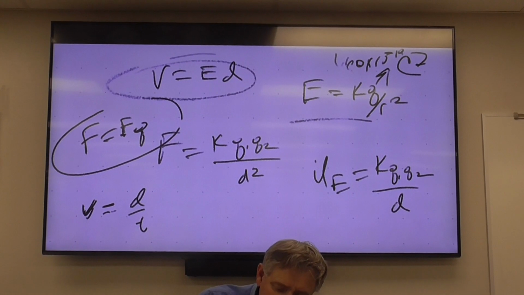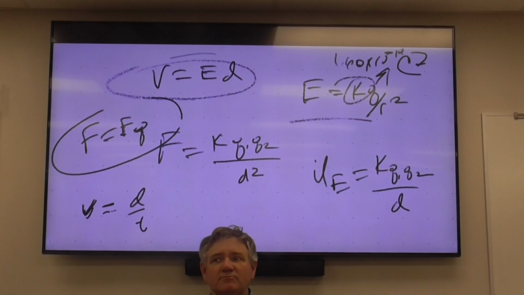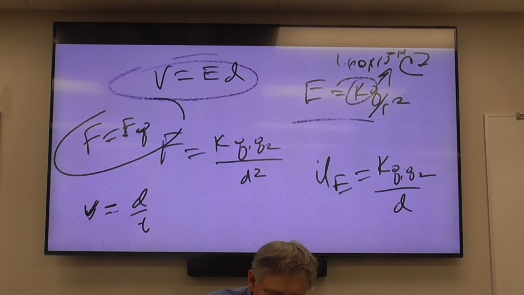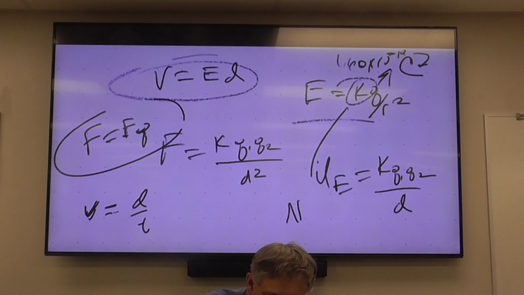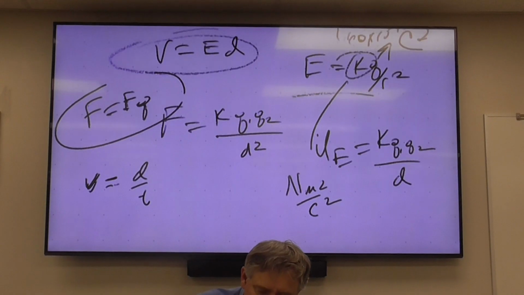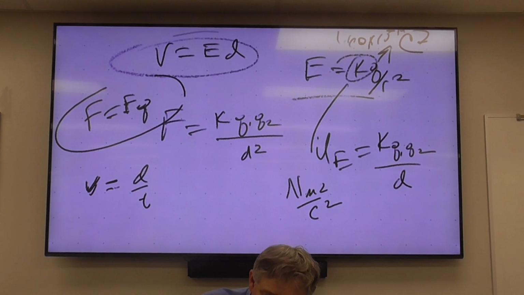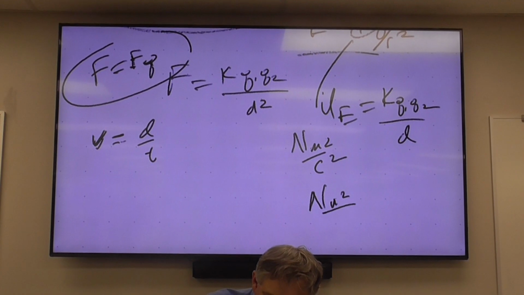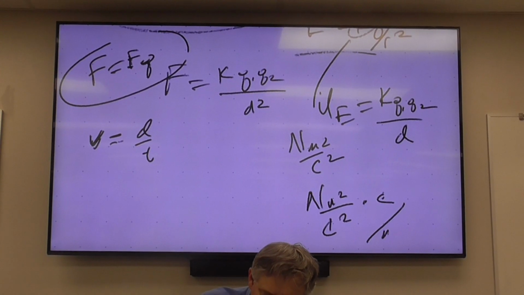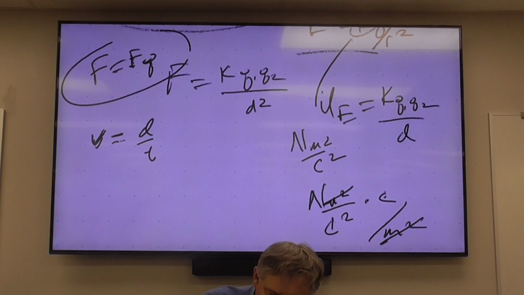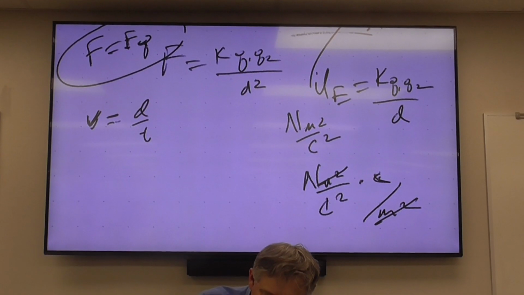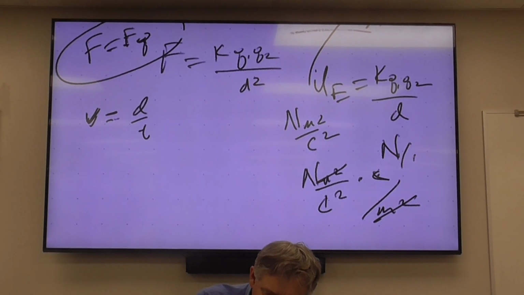So, if you look at this in terms of the value of K, which is this constant, what are the units for that value of K? K is always going to be newtons meter squared over coulomb squared. Okay, cool. Now, if you look at this one, where you have newtons meter squared over coulomb squared, times coulombs divided by meters squared, oh, the meter squared cancels out, so I have newtons per coulomb.